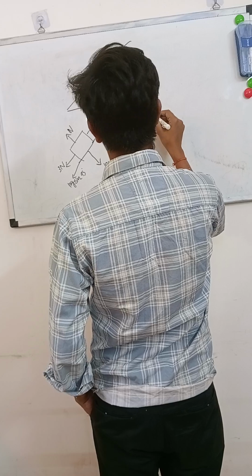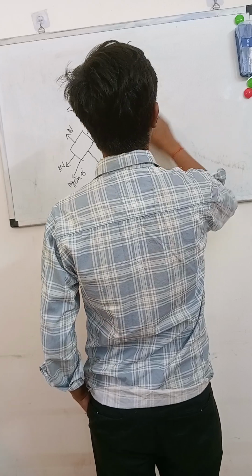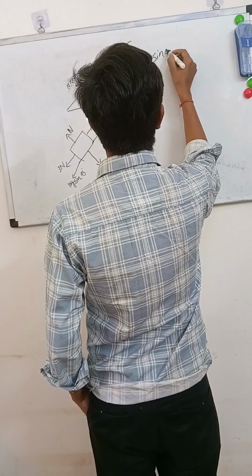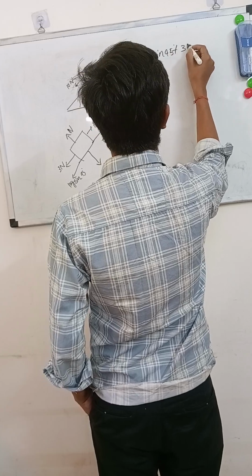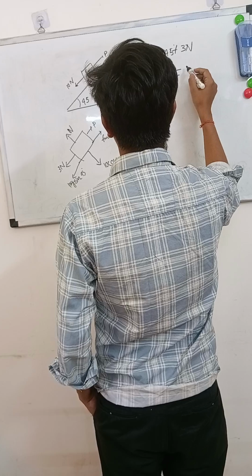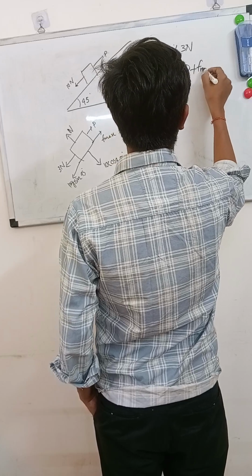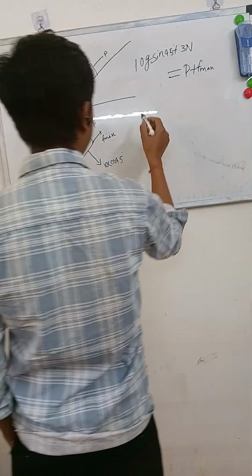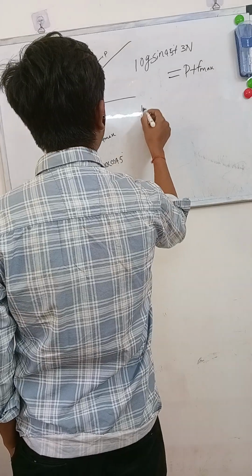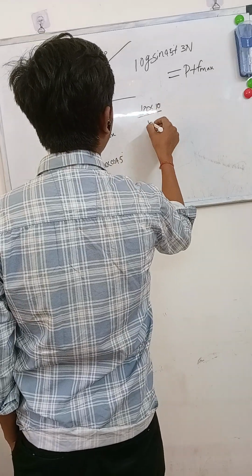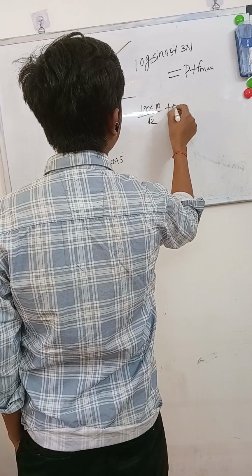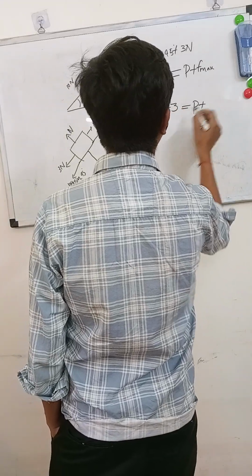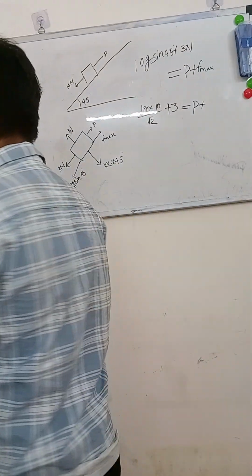I'm writing that 10 sin 45 plus 3 equal to P plus F, that is static friction, plus 3 Newton. So F equals mu times G cos 45 degree.